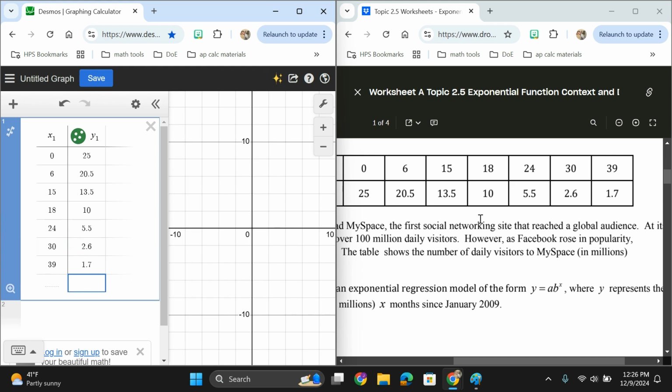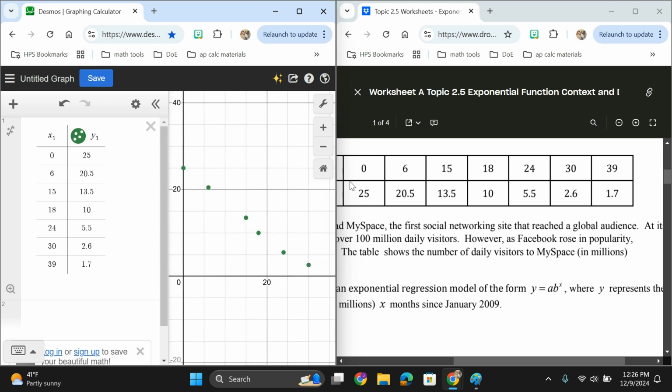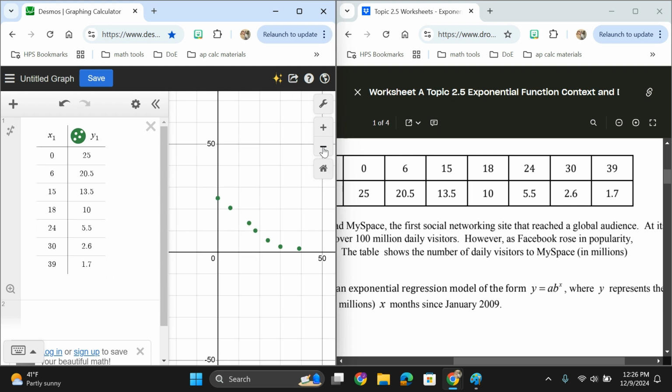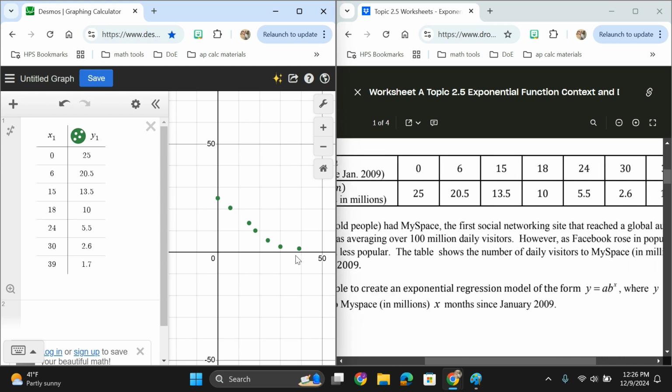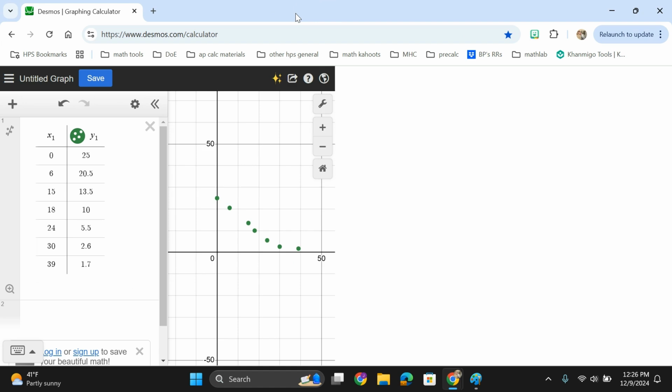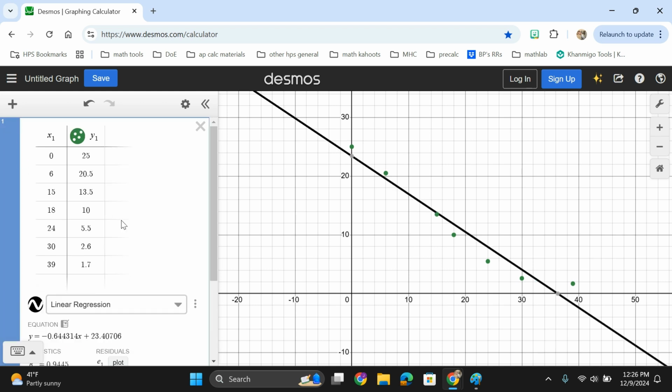I'm going to take a second, make sure these look the same. Okay. And look at that, I've got my data plotted. And it's not quite like a perfect curve. But we are going to approximate, we're going to build an exponential function that does its best to line up with this data. The way that we do that is we press on this add regression button.